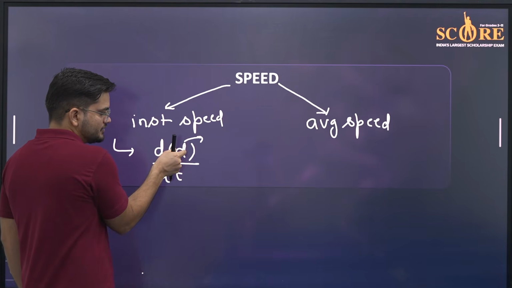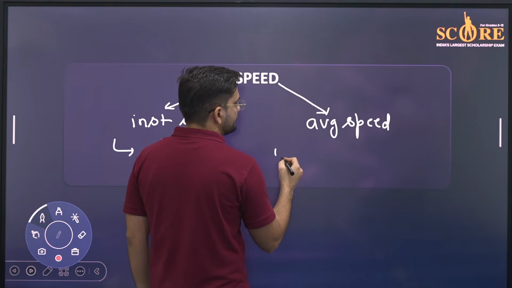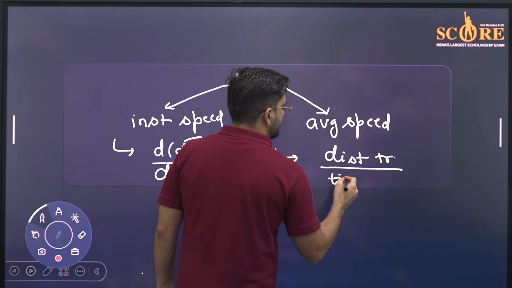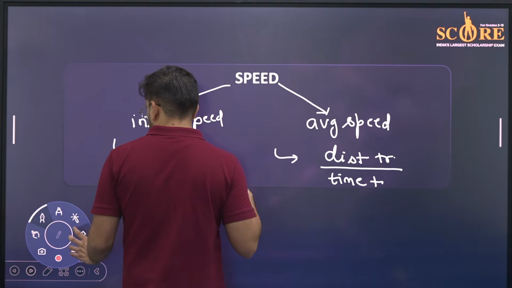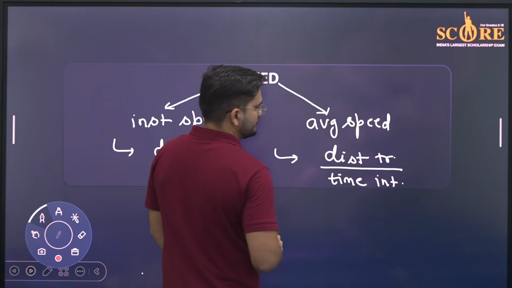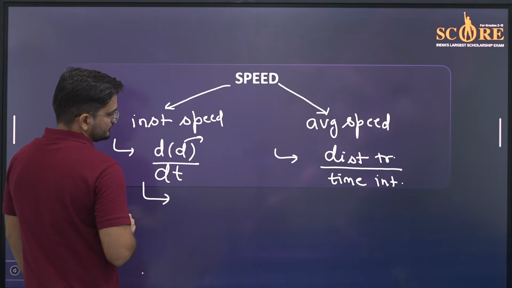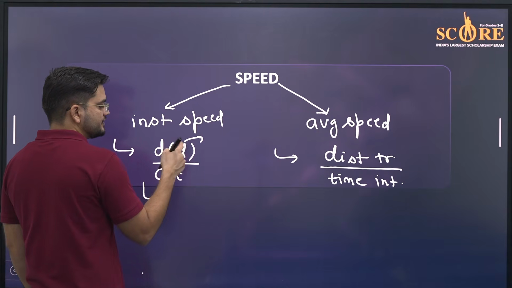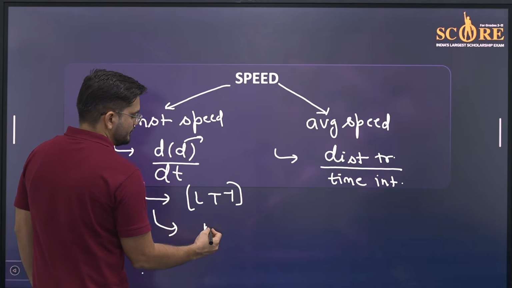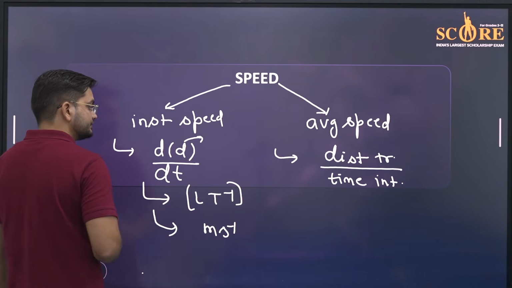So the differentiation of distance traveled with respect to time will give what? Instantaneous speed. And what is average speed? Total distance traveled by the particle divided by time interval. This is known as average speed. You got the point? If we talk about the dimensional formula, it will be the same as velocity, LT^-1, and the SI unit will be meter per second. Clear?